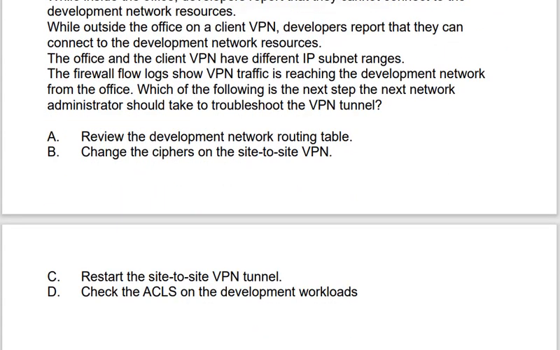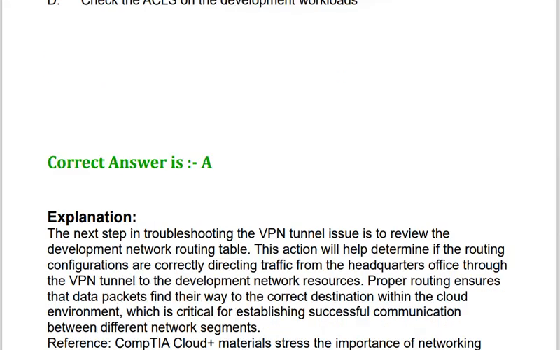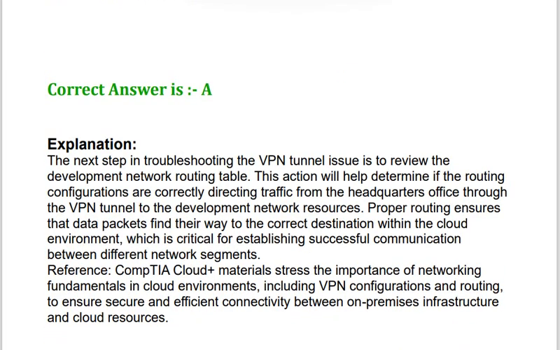Options are: Option A, review the development network routing table. Option B, change the ciphers on the site-to-site VPN. Option C, restart the site-to-site VPN tunnel. Option D, check the ACLs on the development workloads. Correct answer is option A.